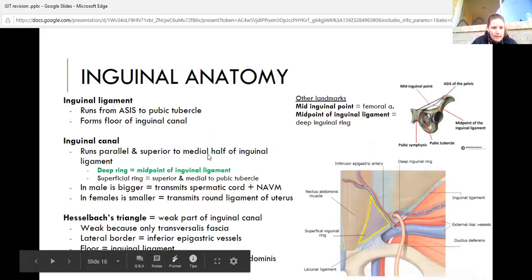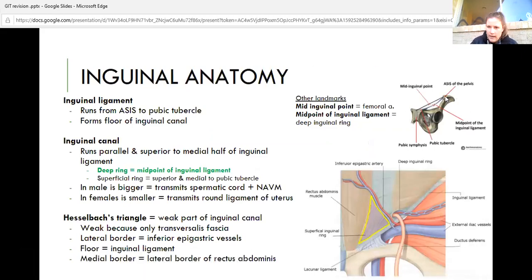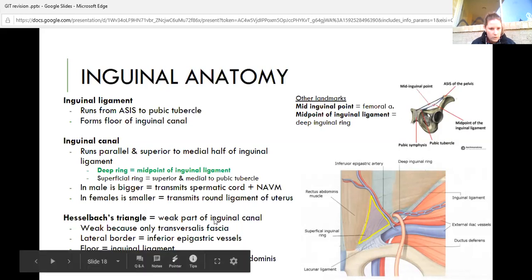In terms of inguinal anatomy, the inguinal ligament runs from the ASIS to the pubic tubercle, and it forms the floor of the inguinal canal. The inguinal canal itself runs above the medial half of the inguinal ligament. The deep ring is at the midpoint of the inguinal ligament, and the superficial ring occurs just superior and medial to the pubic tubercle. In males, it's bigger because it transmits the spermatic cord and the associated nerves, arteries, veins, and muscle, which I'm sure you guys are aware of.